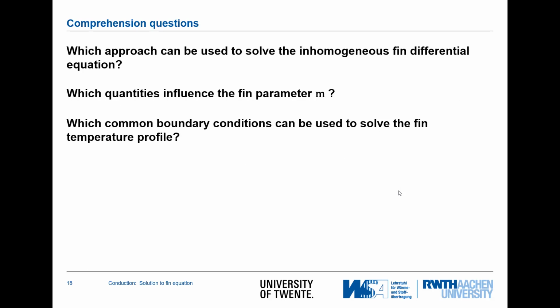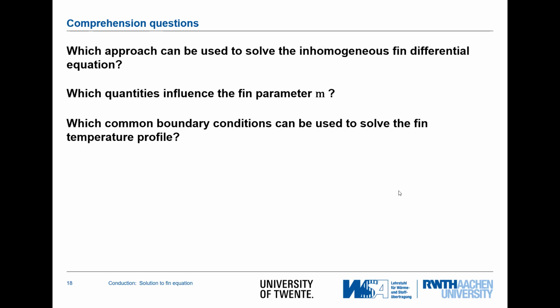So now, finally, at the end, I would like to give again a few questions of understanding. Which approach can be used to solve this inhomogeneous fin differential equation? It is the approach of turning the inhomogeneous differential equation into a homogeneous differential equation by introducing a temperature difference, theta of x minus a constant value. And we can not only use this here, we will use this later also in cases when we have an unsteady temperature distribution. So please keep in mind that this inhomogeneous differential equation can be brought into a homogeneous differential equation by using such a smart temperature difference.